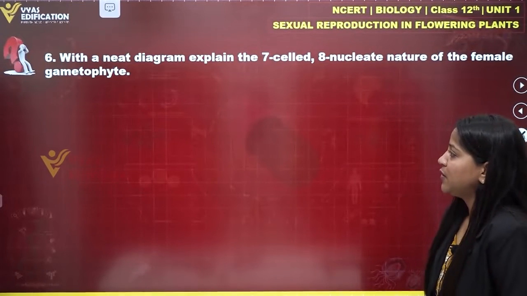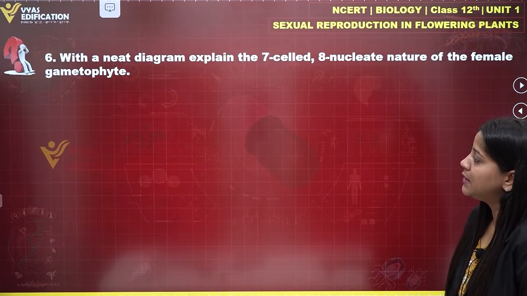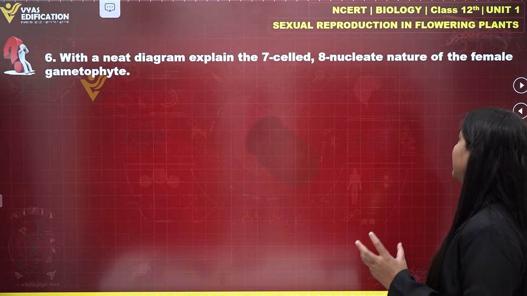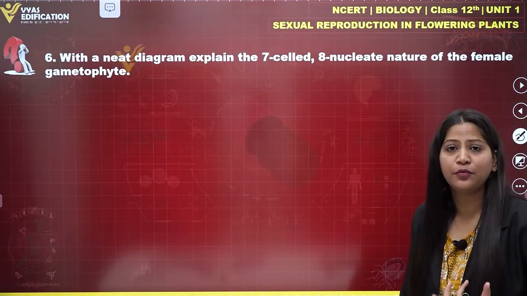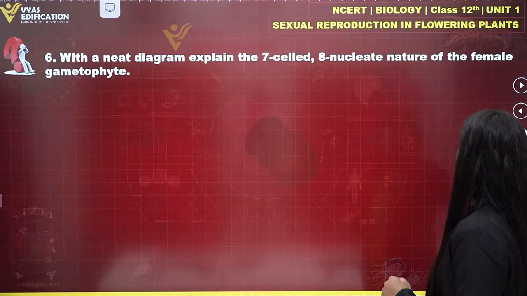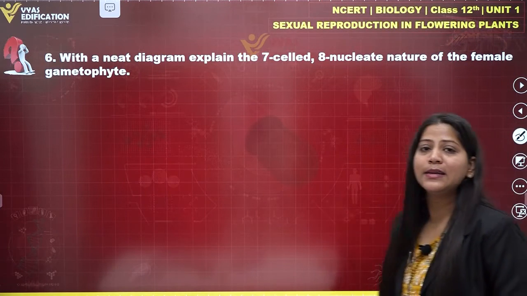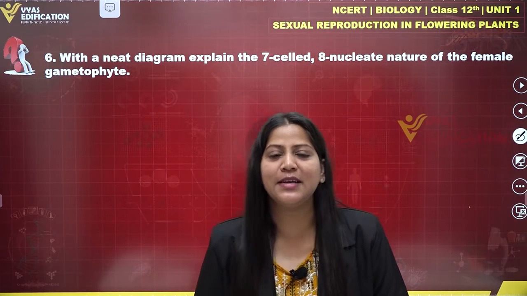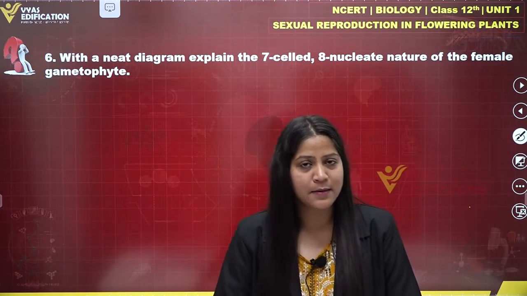So now let's come towards question number 6. With a neat diagram, explain the 7-celled 8-nucleate nature of the female gametophyte. Now we know what the female gametophyte is. Female gametophyte is the embryo sac. Embryo sac is the female gametophyte in case of angiospermic plants.